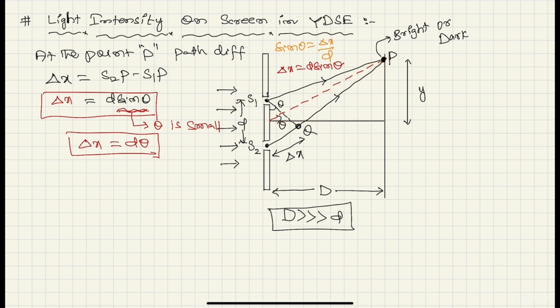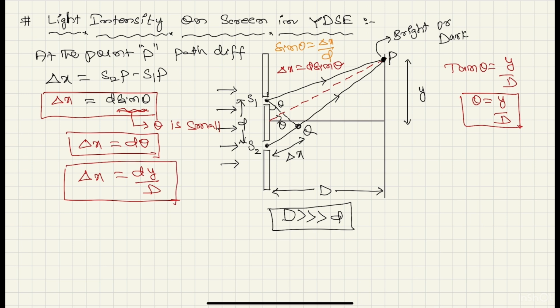Okay, so from this triangle, tan theta is equal to y by D. Theta is equal to y by D. Just keep this in mind and substitute: delta x is equal to d y by capital D. This is a very important relation.